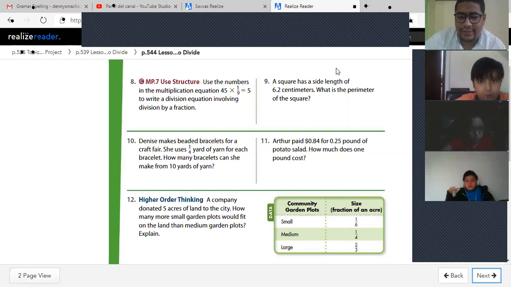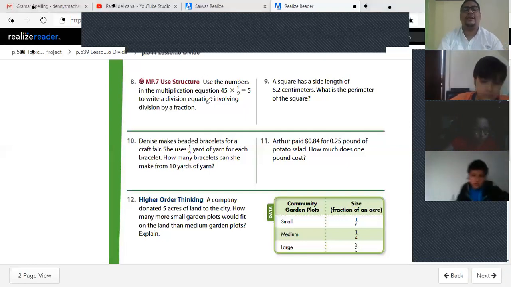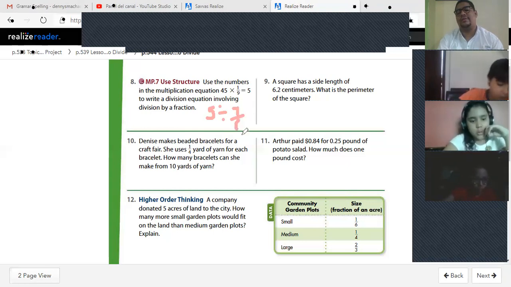Which is number 8? 45. Miss Miguel already said it. Yes. And remember that you have to say which is the division. The answer is 5 divided by 5, 1 over 9. Okay. 45. Yeah.